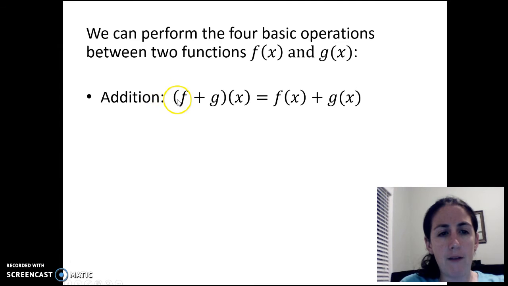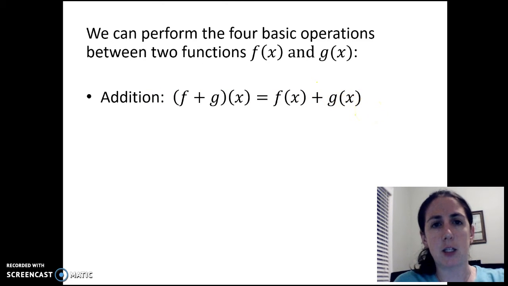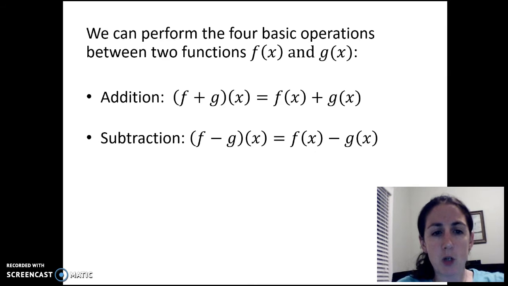To add them, you would have f plus g of x. That means you would take your entire f function and add your entire g function, and of course simplify by combining like terms. We could do subtraction, f minus g of x. That means you take your entire f function and subtract off your entire g function. Notice you're subtracting off your entire g function, which means you will need to subtract off each of the pieces. Don't forget to distribute that negative.